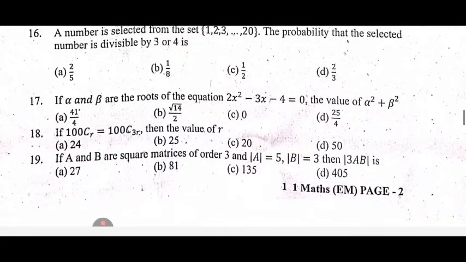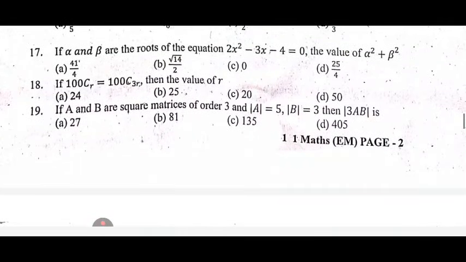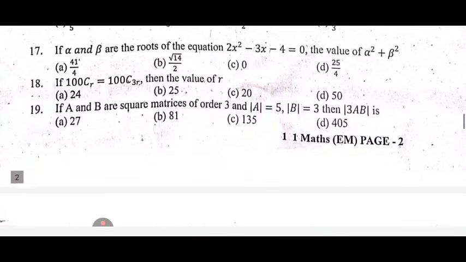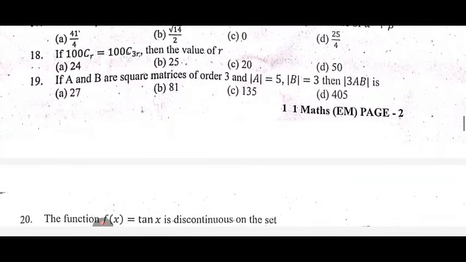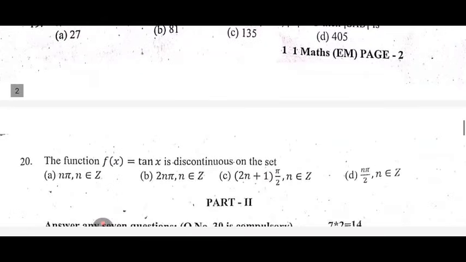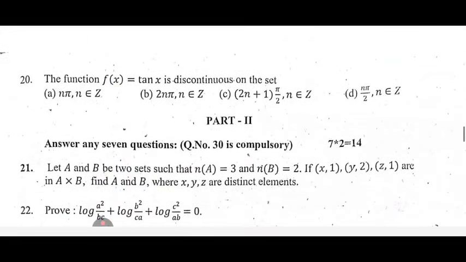17th one, if alpha and beta are roots of the equation 2x square minus 3x minus 4 is equal to 0, the value of alpha square plus beta square. 18th one, if 100 C R is equal to, so they are asking for the value of R. 19th one, if A and B are square matrices of order 3 and |A| is equal to 5, |B| is equal to 3, then 3AB, they are asking. So 20, the function f of x is equal to tan x is discontinuous on a set.